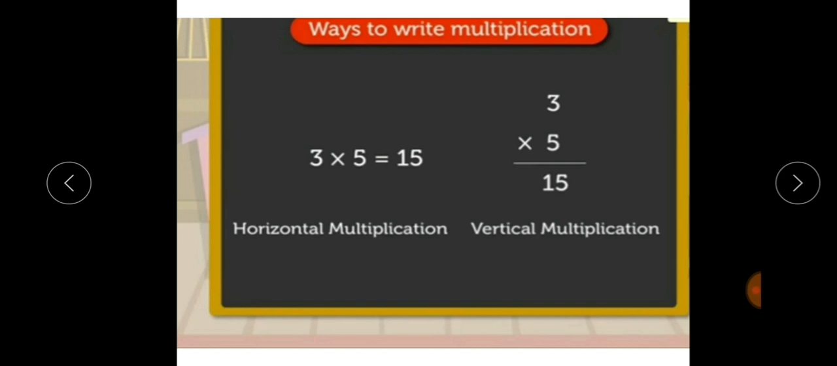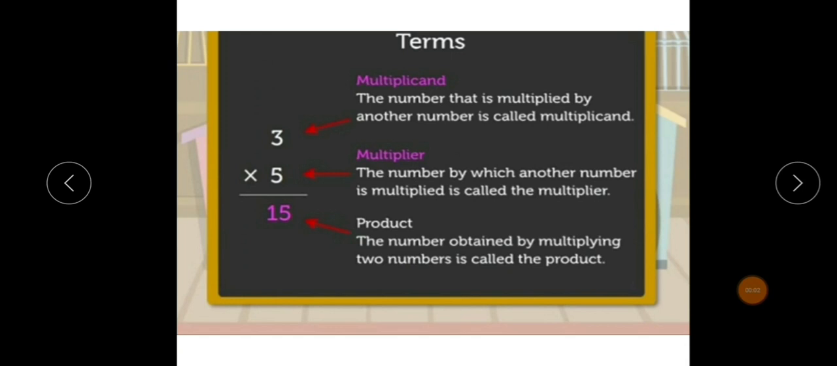Then let's look at ways to write multiplication. There are 2 ways to write the multiplication. The first one is horizontal multiplication and the second one is vertical multiplication. By writing the multiplication sentence horizontally, we call it horizontal multiplication, and by writing it in columns, we call it vertical multiplication.